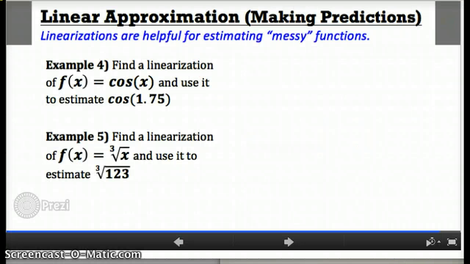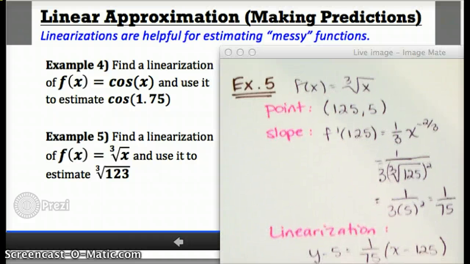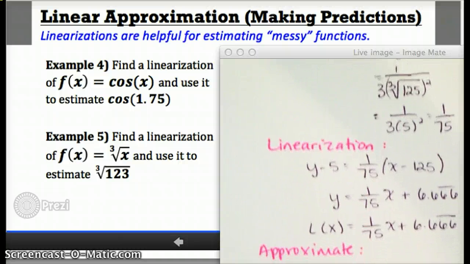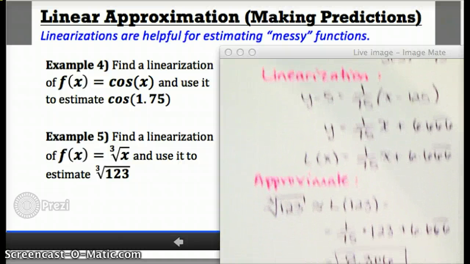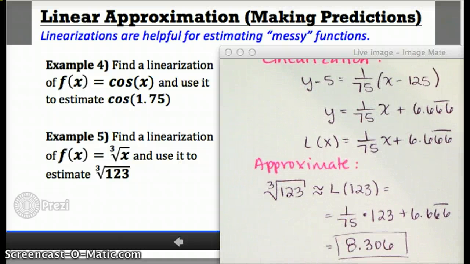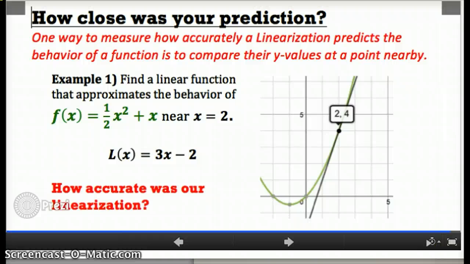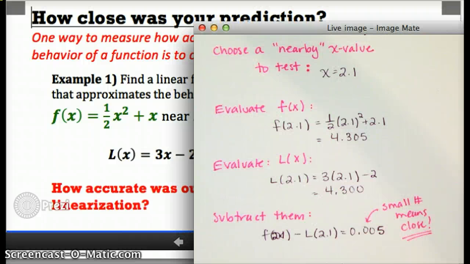Try number 5, and then I want to show you one last skill. And here's a quick glimpse of my work for 5. The last thing you need to know is how to tell whether your linearization is a good approximation. Since I'm almost out of time, I'm just going to show you the work. Please copy this into your notes, and we'll talk about what it means in class.